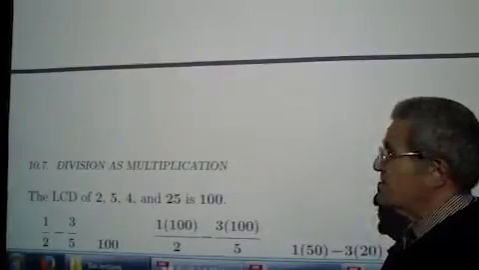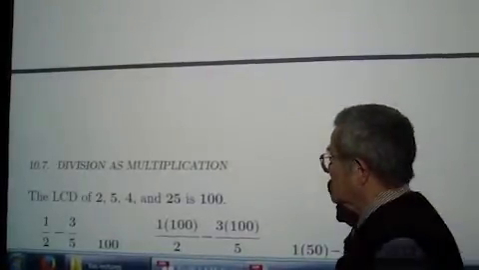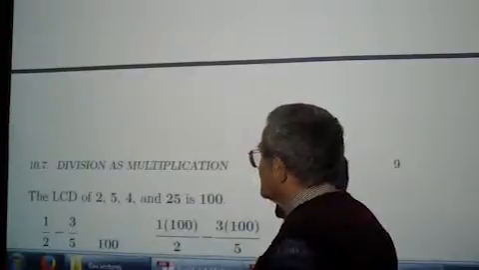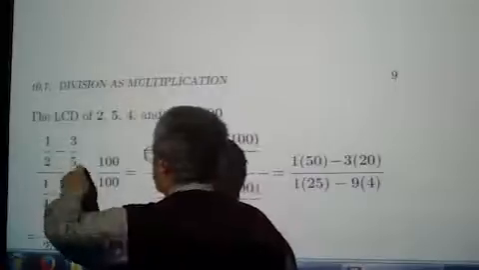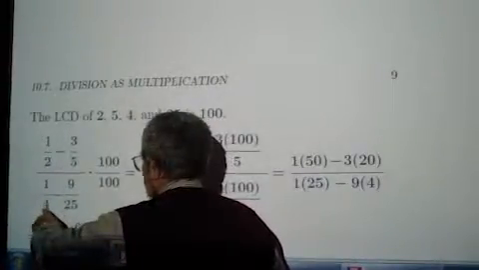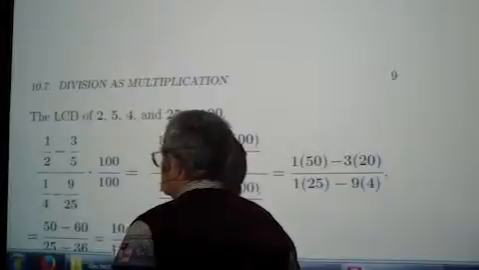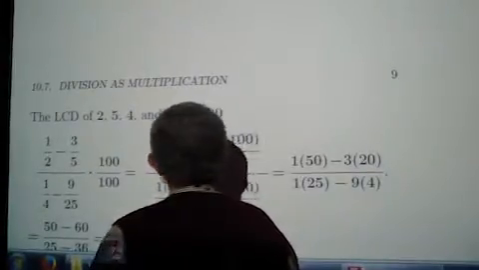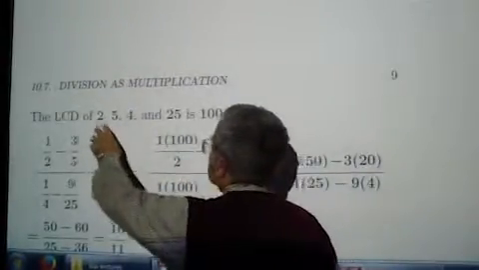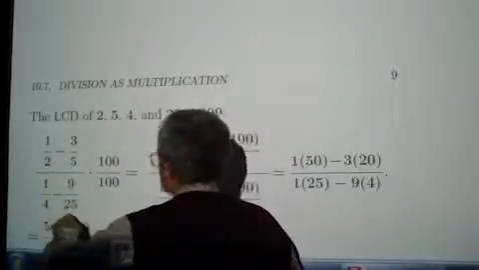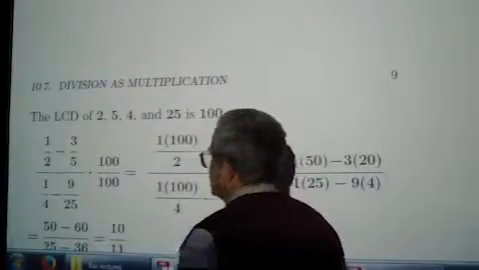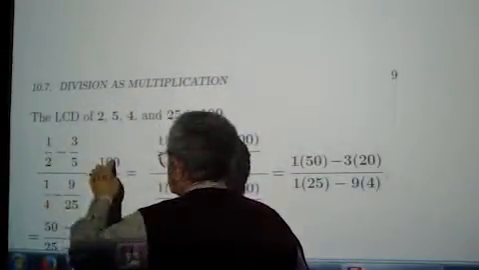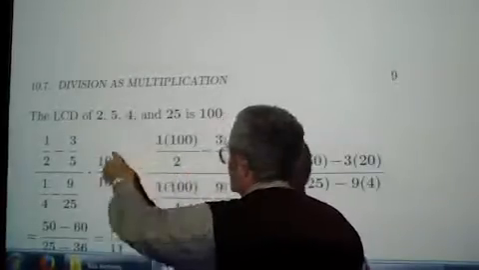Okay, my way immediately. I have 1/2 minus 3 over 5, divided by 1 over 4 minus 9 over 25. I want to find the least common denominator of all the denominators, 2, 5, 4, and 25, which is 100. So I multiply numerator and denominator by 100, which is really 100 over 1.